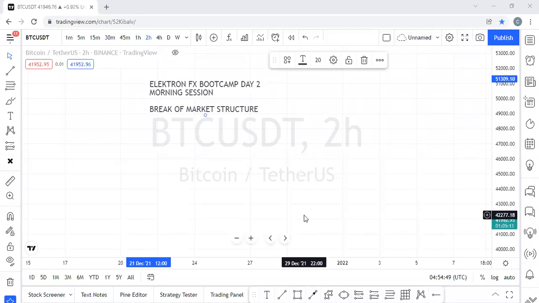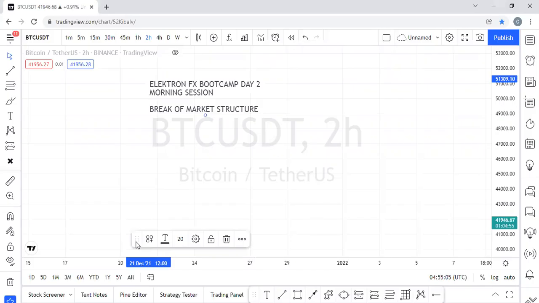Right, this is day 2 of the bootcamp. All right, and today we'll be talking about what we call break of market structure. Break of market structure, right?